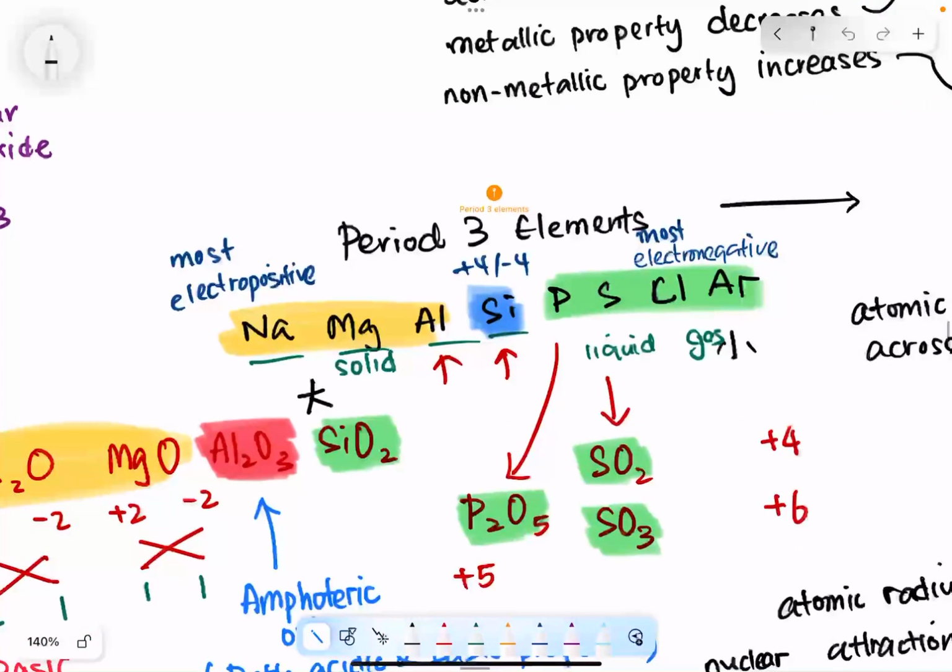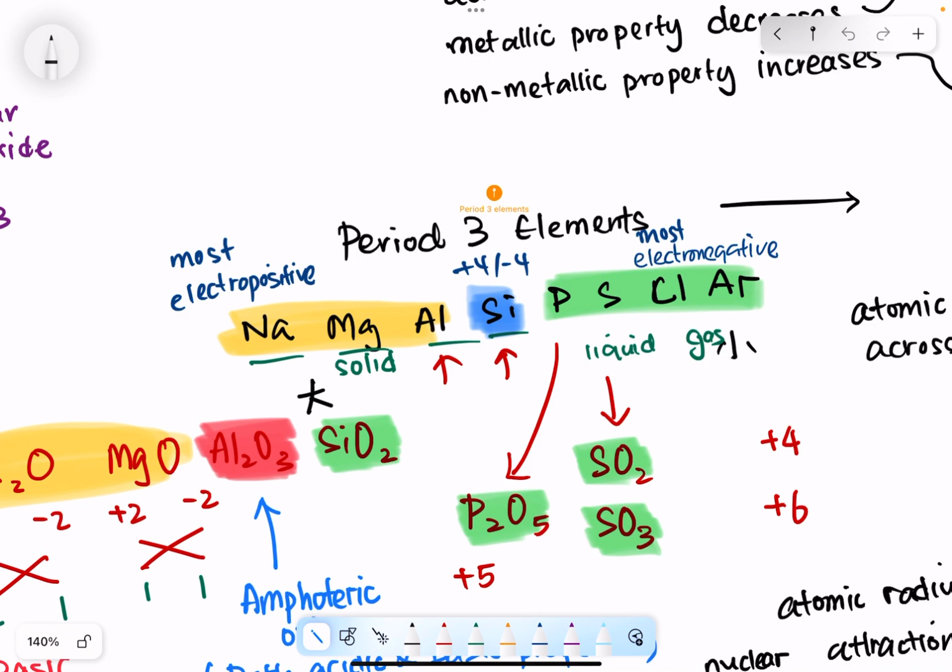In this video, we will look into the elements in period 3. They are sodium, magnesium, and aluminium, silicon, phosphorus, sulfur, chlorine, and argon. Don't worry, you don't have to memorize all of them.